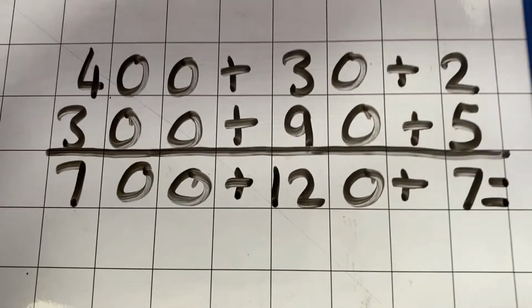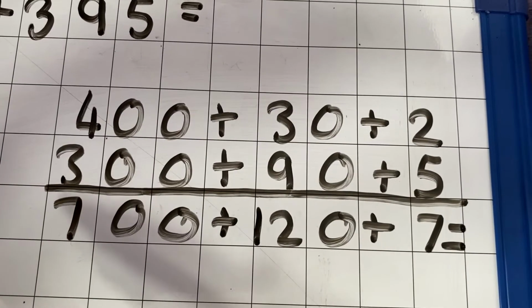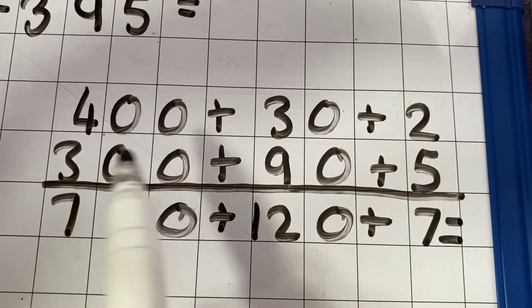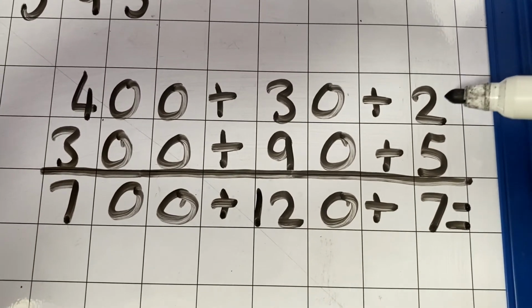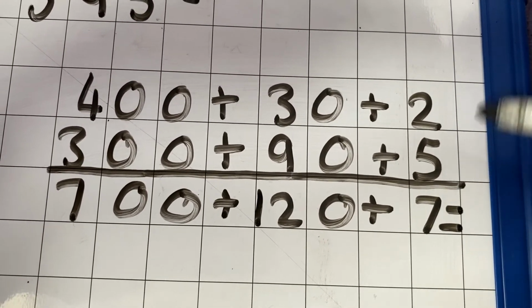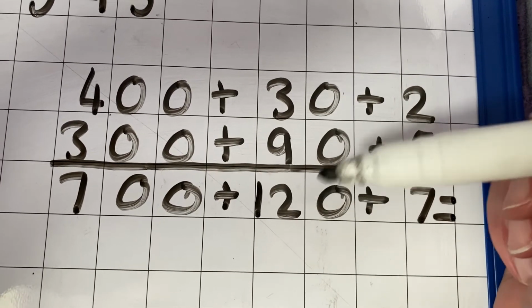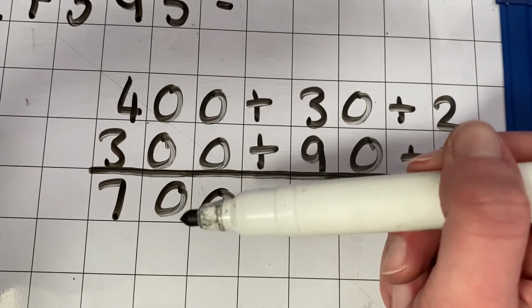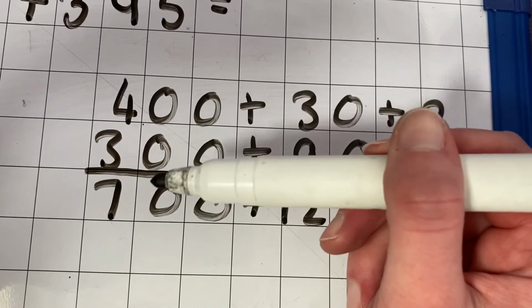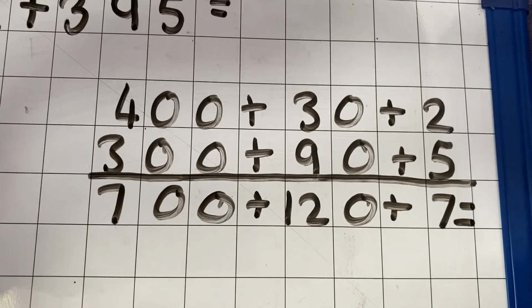For example, here we have 432 that's been partitioned, 395. They would start with the ones column, 2 add 5 is 7, the tens column, 30 add 90 is 120, and the hundreds column, 400 add 300 equals 700. They would then add these up to find the final total.